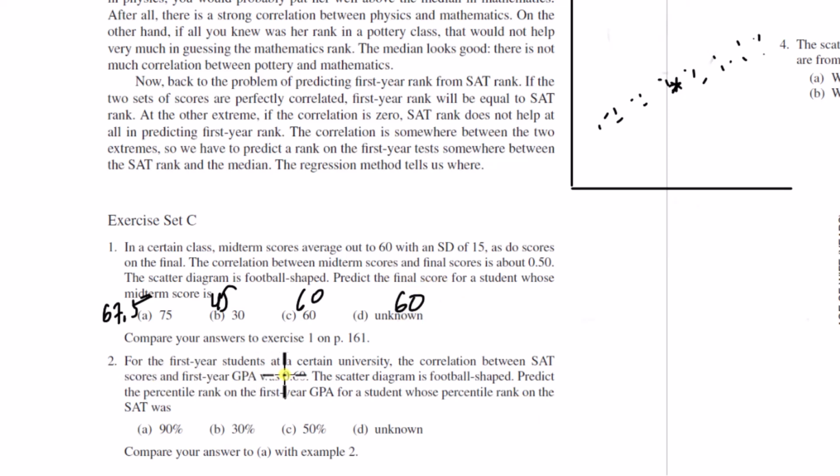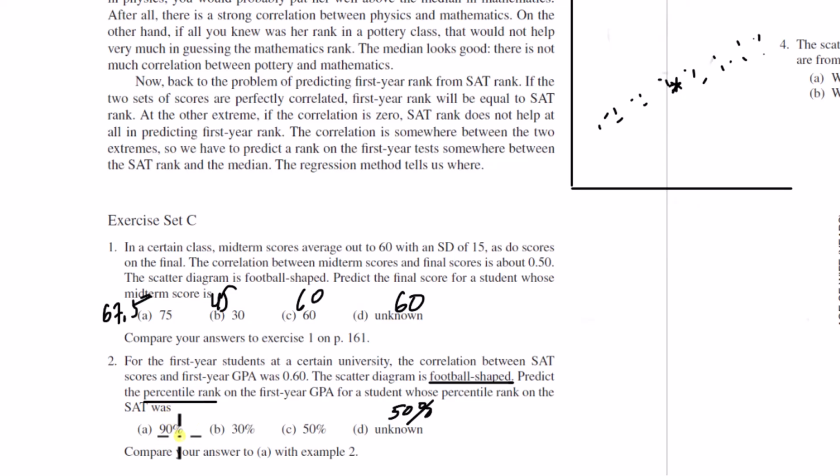For the first-year students at a certain university, the correlation between SAT scores and first-year GPA was 0.6. The scatter diagram is football-shaped. Interesting way of analyzing it for applicability to the linear correlation coefficient, not necessarily just being linear. Predict the percentile rank on the first-year GPA for a student whose percentile rank on the SAT was these different percentile ranks. Well, unknown, just 50%. At the average. That's the best we can do.